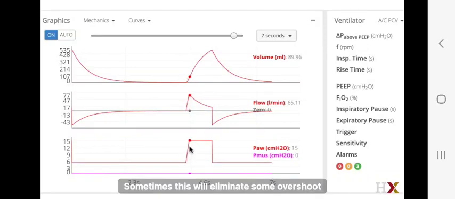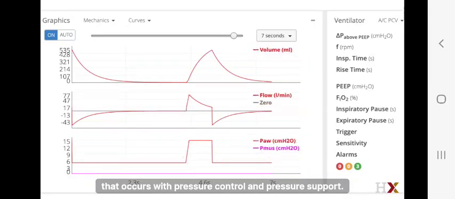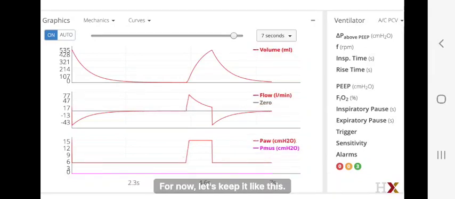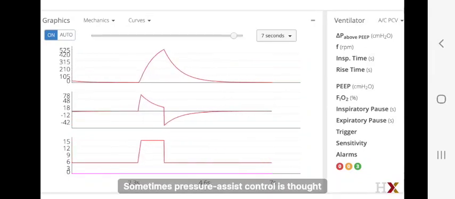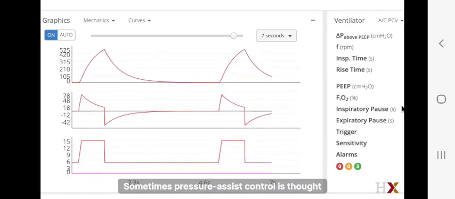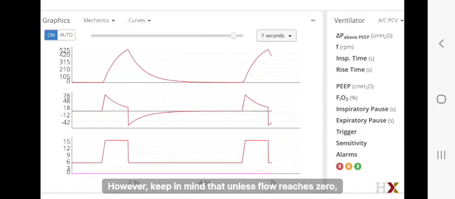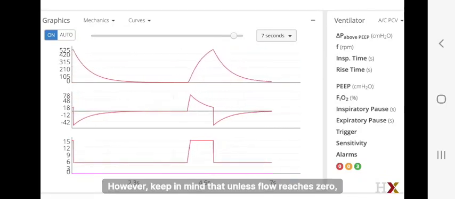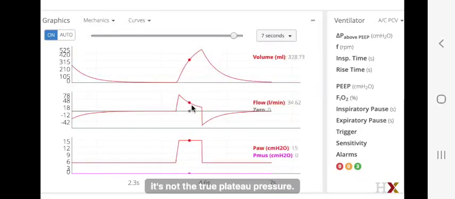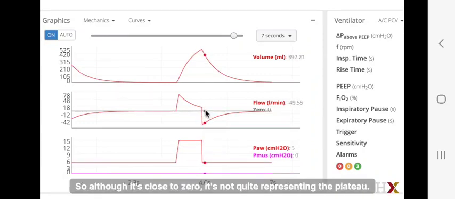Sometimes this will eliminate some overshoot that occurs with pressure control and pressure support. For now, let's keep it like this. Sometimes pressure assist control is thought to be a plateau pressure that is red. However, keep in mind that unless flow reaches 0, it's not the true plateau pressure. So here you can see flow is not reaching 0. So although it's close to 0, it's not quite representing the plateau.